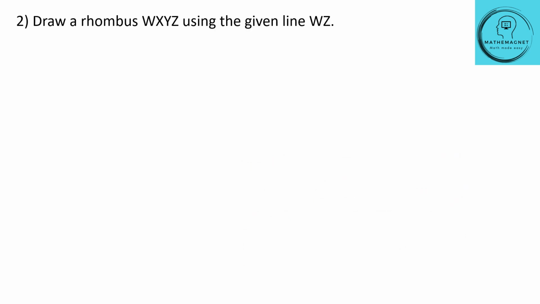Let's look at question number 2. Draw a rhombus WXYZ using the given line WZ. In your book, only one side of the rhombus, WZ, is given. If you count the boxes and draw 3 more lines measuring the same, your rhombus will look something like this. This is how your final rhombus WXYZ should look.